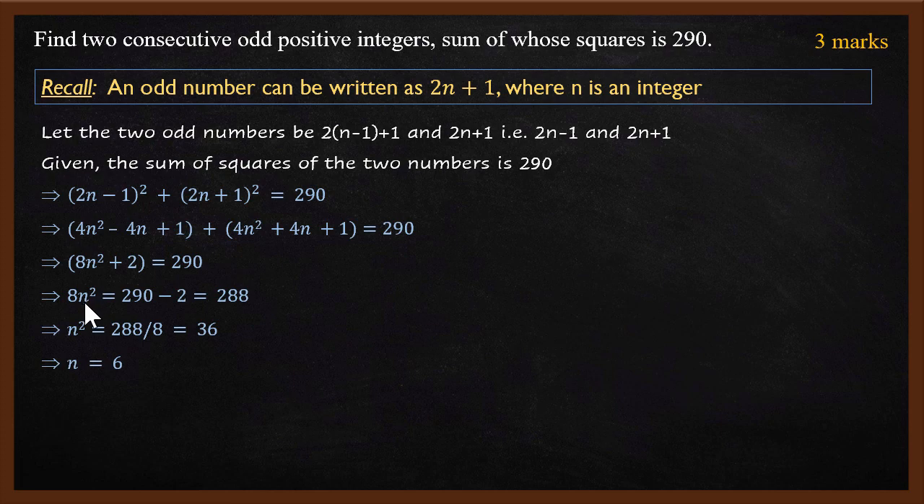Simplifying further, 8n square becomes 290 minus 2, since we took 2 to the right hand side, which is 288. Simplifying further, n square is 288 divided by 8. If you calculate it correctly, you will see that it is 36. So n square becomes 36. 36 is 6 square, which means n is plus or minus 6. We have not written plus or minus 6 here because we know that the integers are positive.